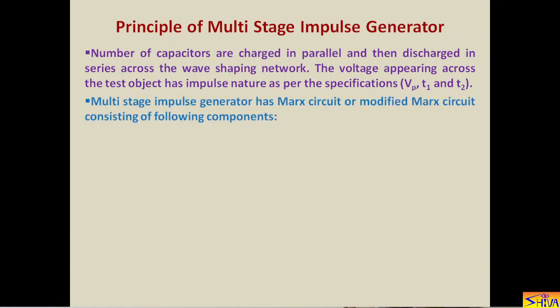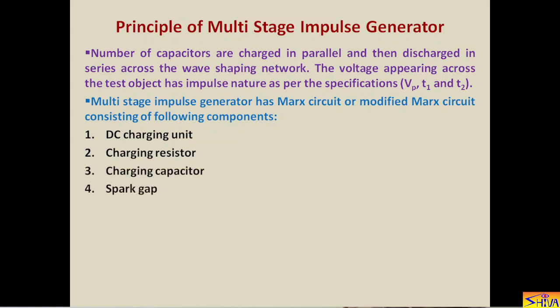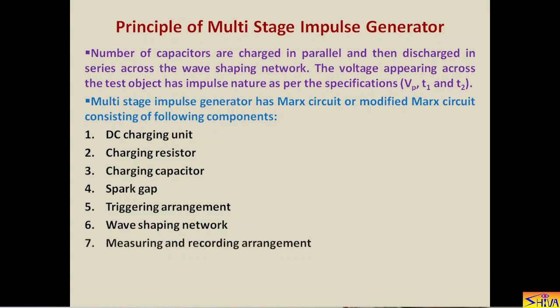Multi-stage impulse generator has Marx circuit or modified Marx circuit consisting of following components. So circuit operates according to Marx circuit or modified Marx circuit, and both the circuits have common components. First is DC charging unit, second is charging resistor, third is charging capacitor, fourth is spark gap, fifth is triggering arrangement, sixth is wave shaping network, and seventh is measuring and recording arrangement.